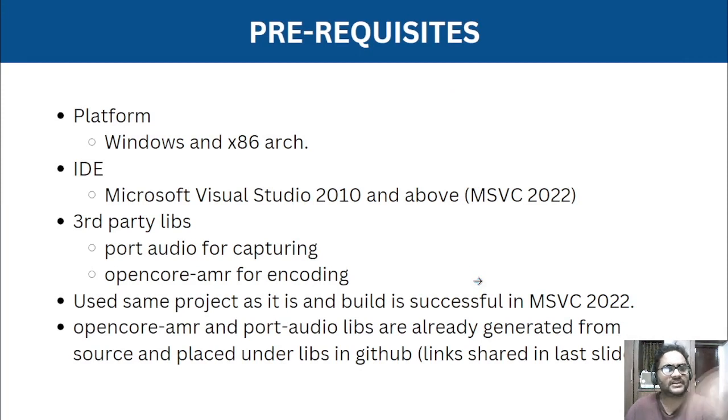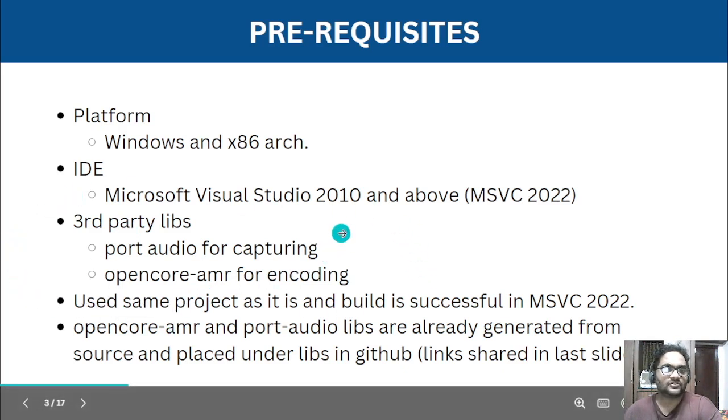Prerequisites, of course. For this audio series, we are using the Windows platform, and the architecture is x86. The integrated development environment we are using is Microsoft Visual Studio 2010, and above also you can use. I am using MSVC 2022. The third-party libraries needed for this project are PortAudio, which is for capturing the audio from the mic, and OpenCore AMR for encoding. These are the two third-party audio libs needed.